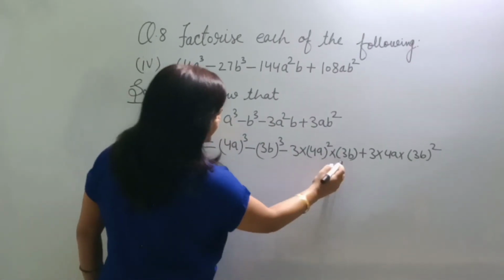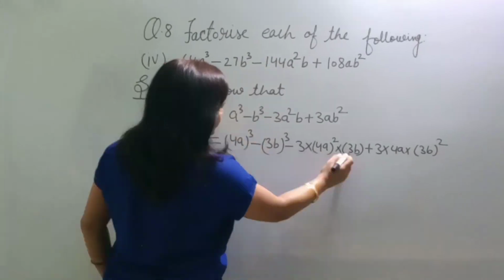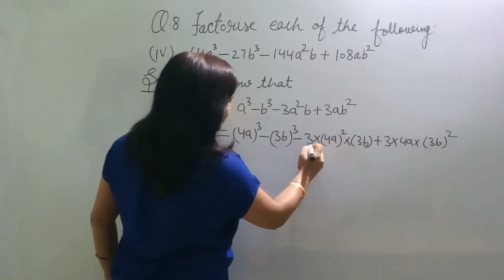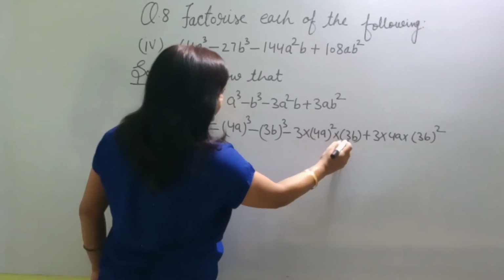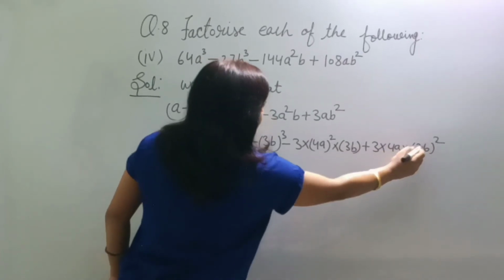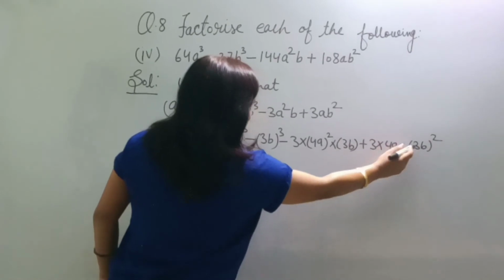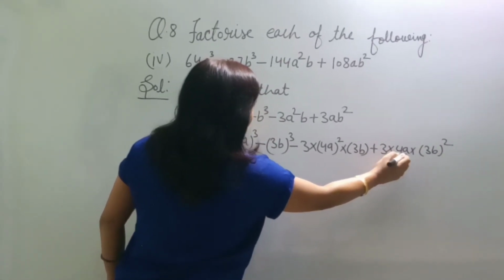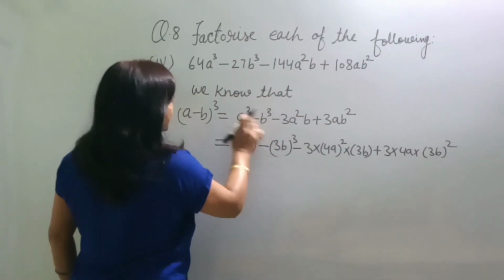When we check it, we will get the same value, 144a square b. Here you can check it: 16a square into 48a square gives 144a square b. Here you can check it also: 9b square into 36ab square into 3, that means 108ab square. So this is converted in the form of this expression.